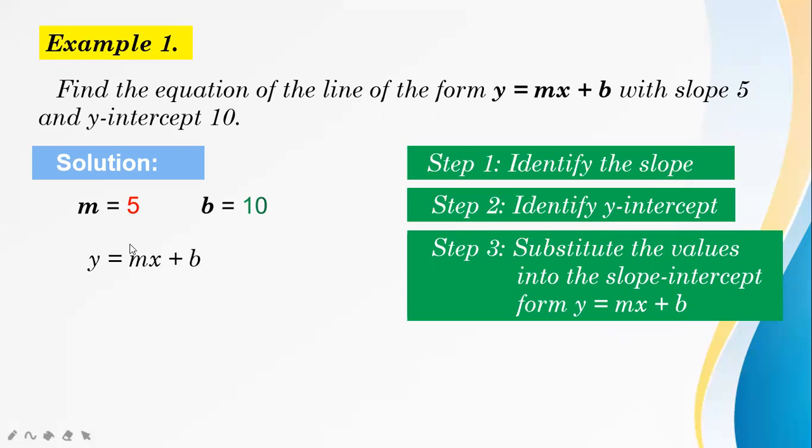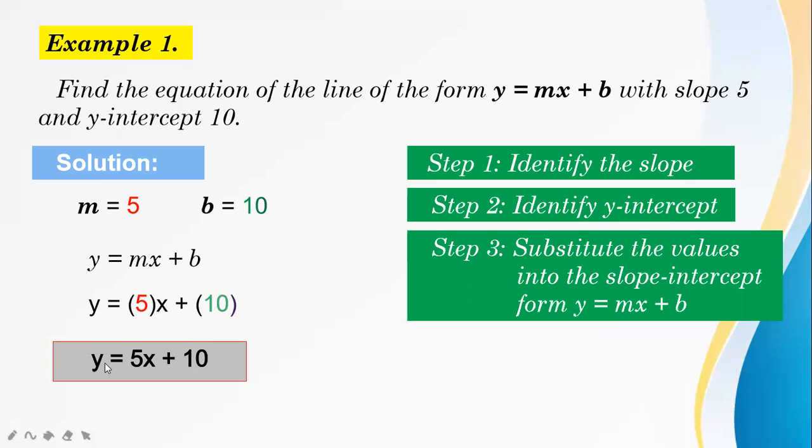Now, all you have to do is substitute the values of m and b. m stands for slope and b means y-intercept. So your m is given, so all you have to do is change m to positive 5, and then change b to positive 10. And therefore, we have y equals 5x plus 10. So this will be your equation of a line. This will be our answer.